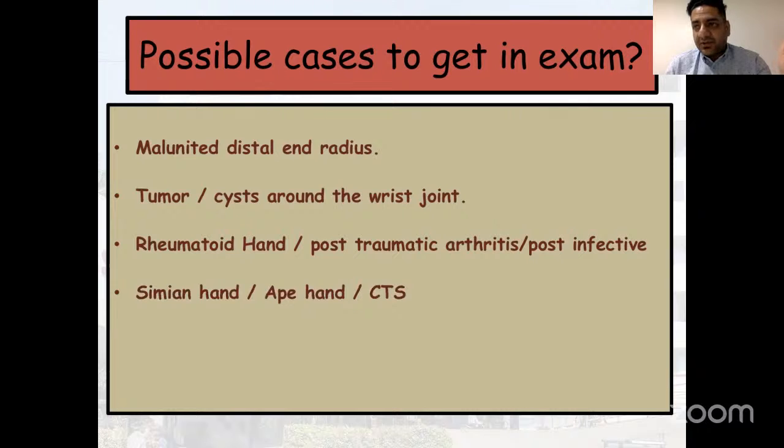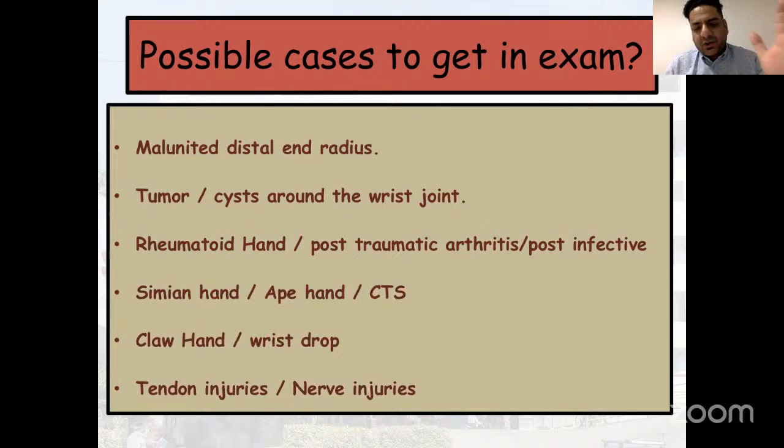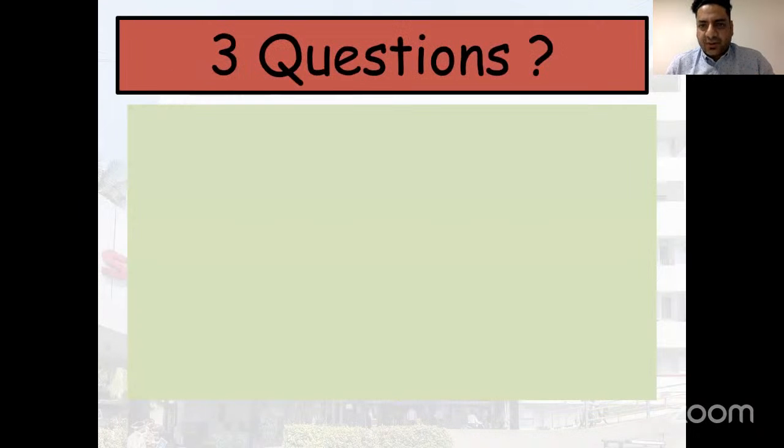Chronic nerve compressions are also commonly seen. Maybe that is carpal tunnel syndrome, or a chronic ulnar nerve palsy like a claw hand. A radial nerve palsy again is a wrist drop. So neglected tendon injury or nerve injury. There are many possibilities of having any of these as a short case, and even in the elbow you can see a post-traumatic stiff elbow, cubitus varus and valgus deformities, etc.